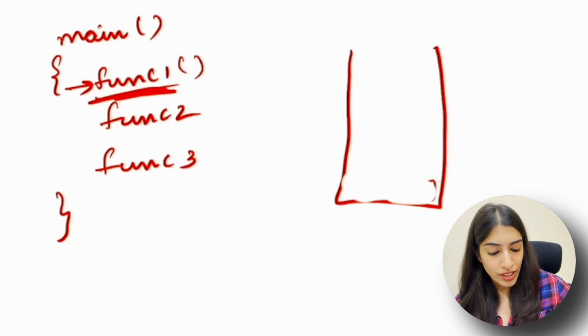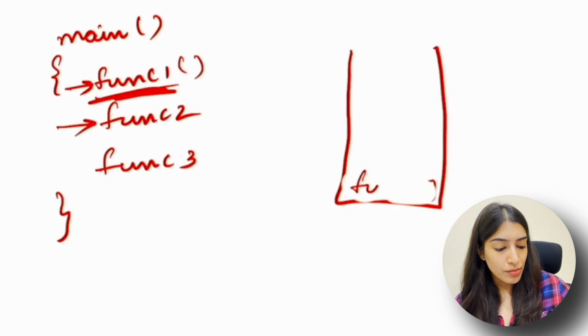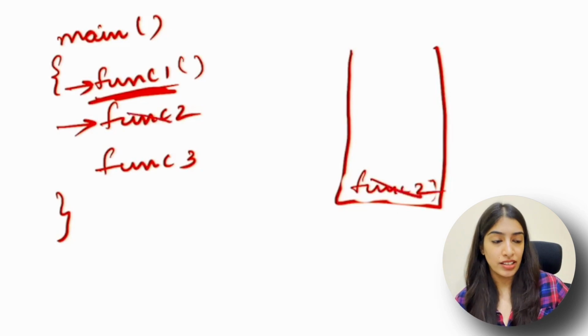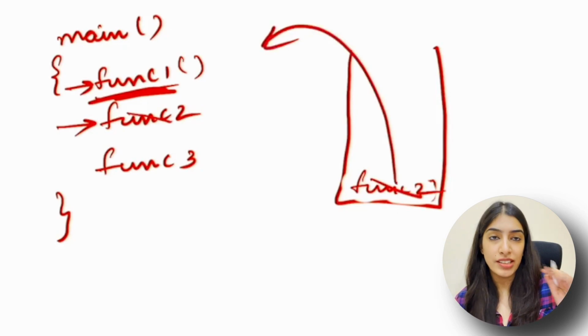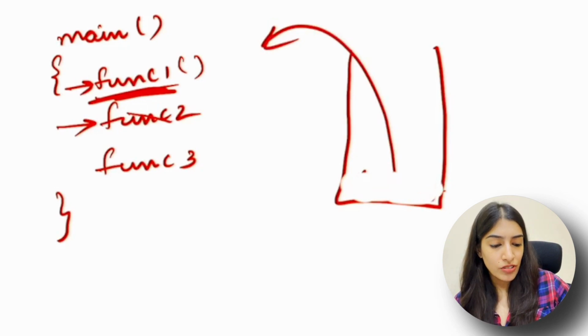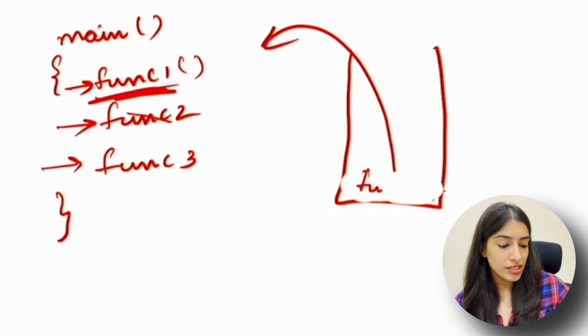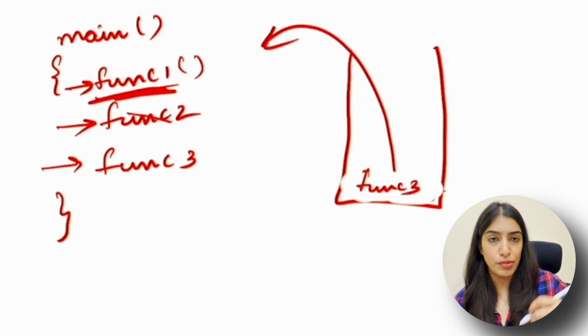Then when you come over here to function 2, memory will be allocated to function 2. When you are done with this, the memory will be deallocated. Basically this will be popped out. Then when you come to function 3, it will be allocated some memory, and when you are done with it, it will be popped out.